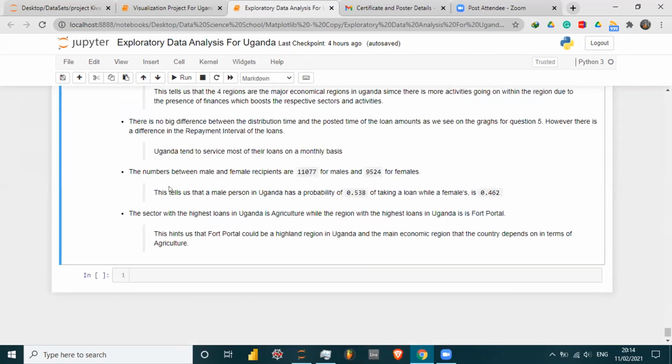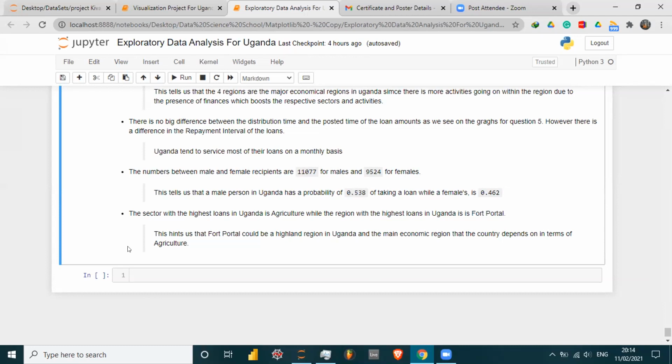Then my sixth, I don't know which point this is. Then this point, the number between male and female recipients. This is for the males and this is for the female recipients. This tells that a male person in Uganda has a probability of 0.538 of taking a loan, while a female's probability is 0.46. So actually, how I arrived at these probabilities, I summed up both numbers. Then I took the one for the male, which is 11,077, over 11,077 plus the total number of the genders. So that's how I came up with these probabilities.